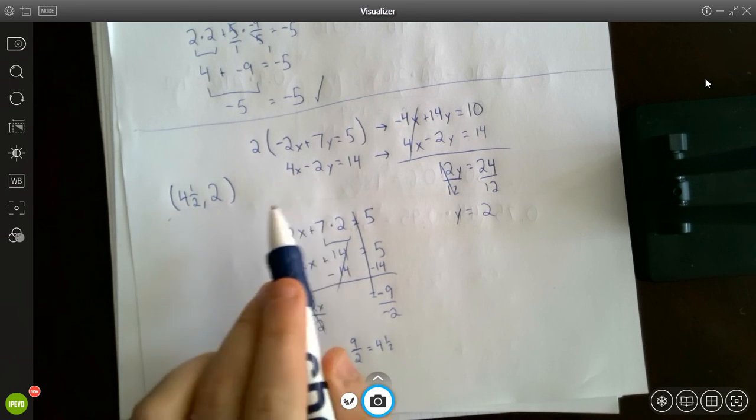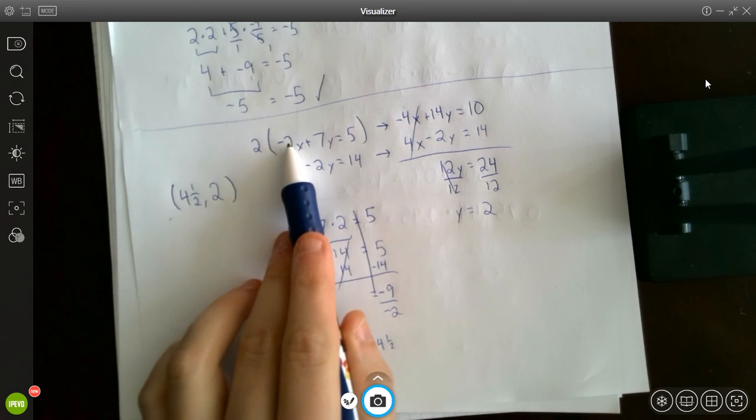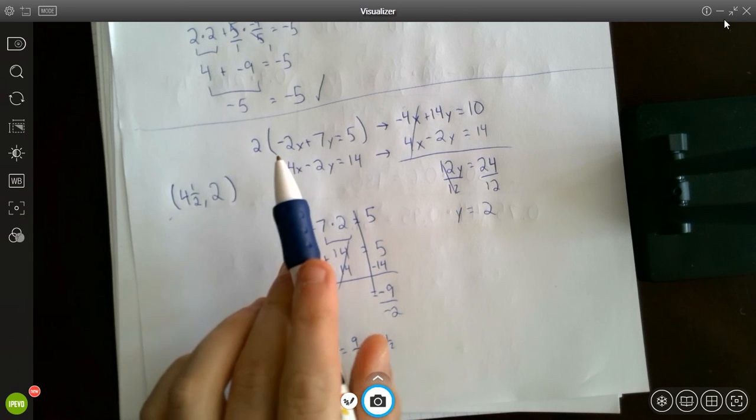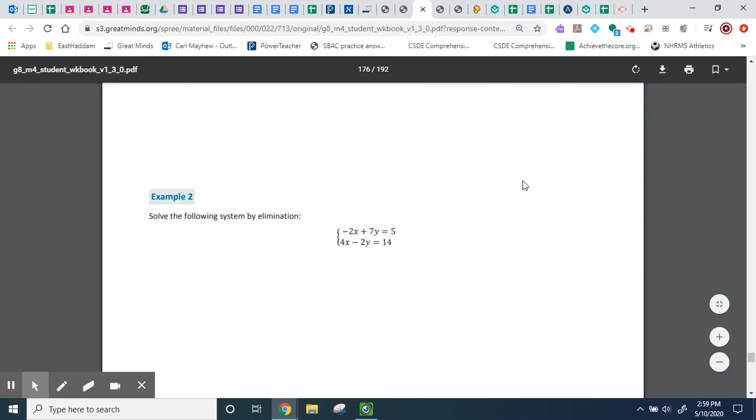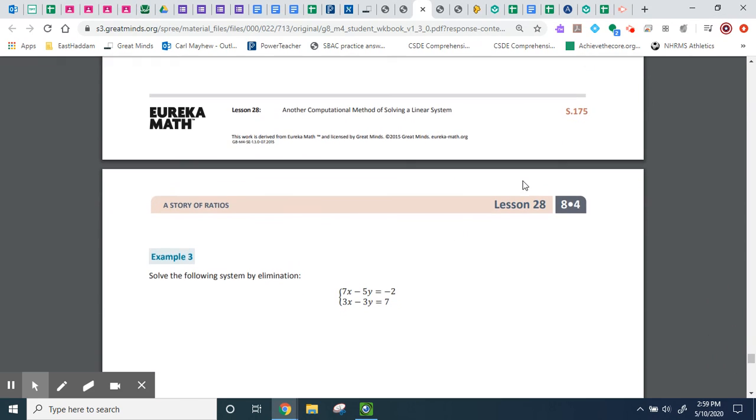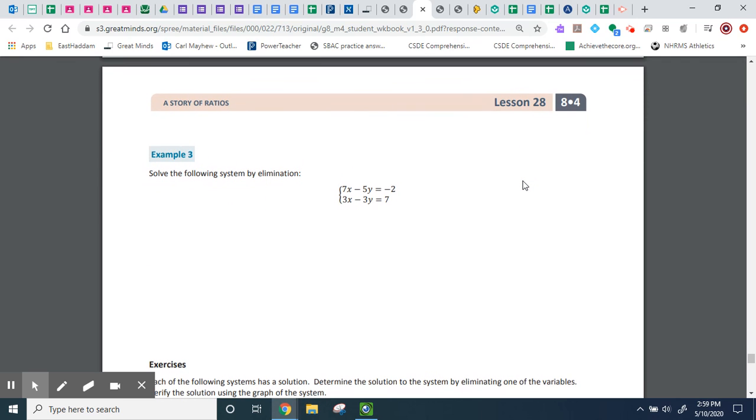So our second method that we're going to use there is manipulating one equation so that we get something that cancels. So there's just one more example that I wanted to talk about, and that's going to be example 3. Example 3, it's not as easy to just manipulate one equation. So when we get to something like this, you might want to try manipulating both equations so that you can get something to cancel out.